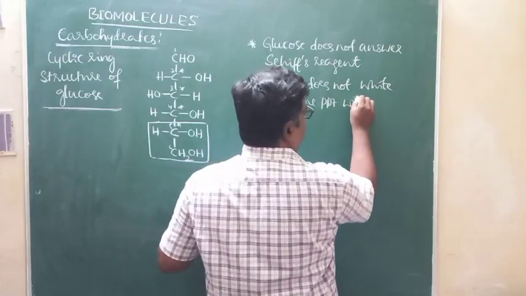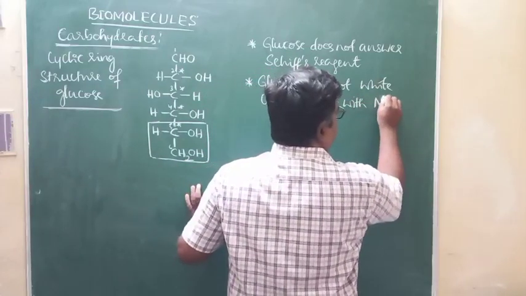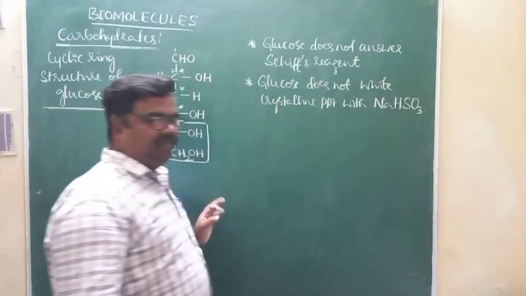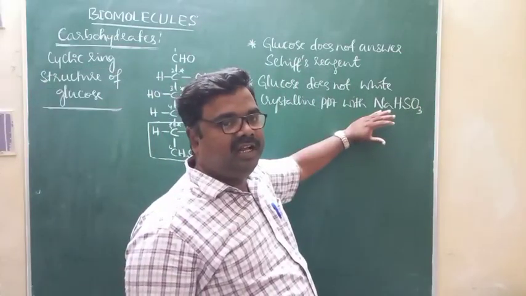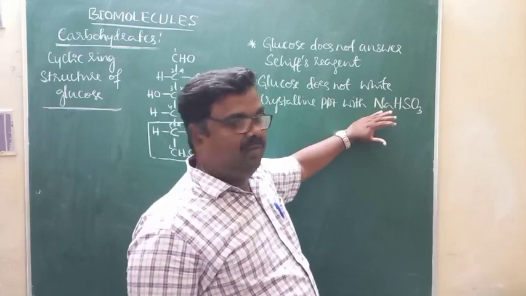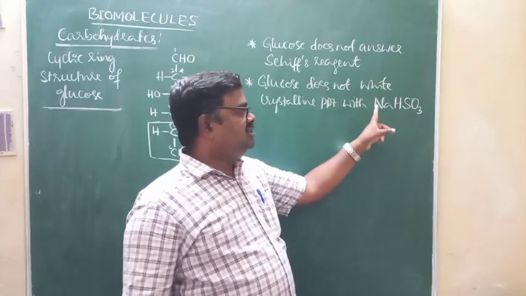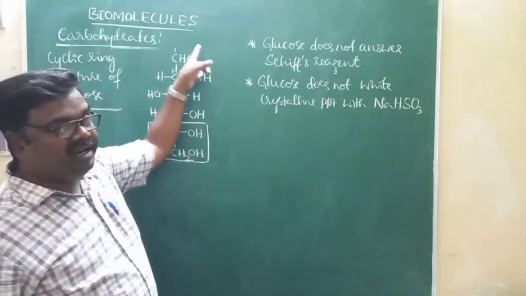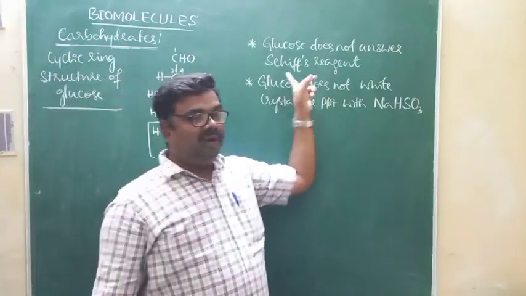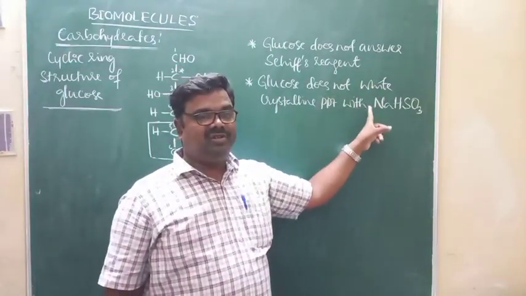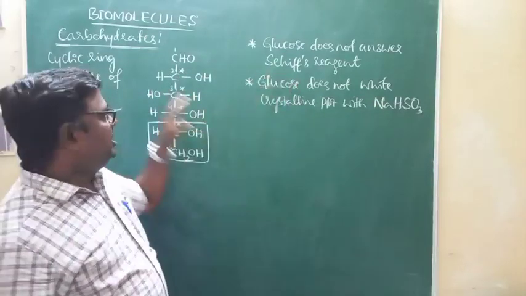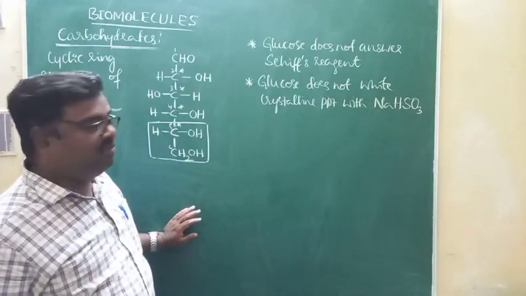Yes, it is with saturated solution of sodium bisulfite, NaHSO3. The organic compounds containing aldehyde groups will form white crystalline PPT with saturated solution of sodium bisulfite. But glucose, even though it contains aldehyde group, does not form white crystalline PPT with saturated solution of sodium bisulfite. That's why this property of glucose cannot be explained by its open chain structure.